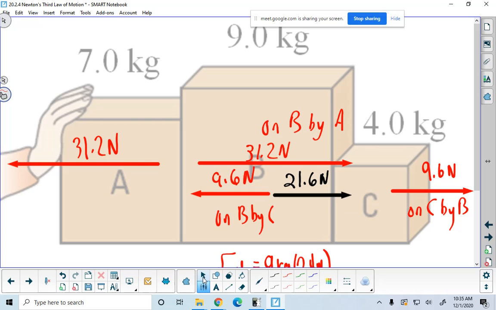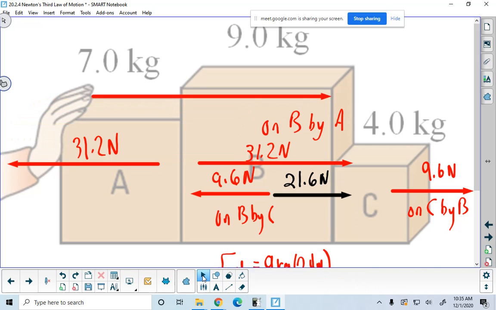Does box A accelerate? Well, yes. So there must be another force acting on A. And the force acting on A must be greater than 31.2 newtons, and it must be to the right. So we've got some other force acting on A that is greater than 31.2, and it must be to the right. Now, what is applying that force?